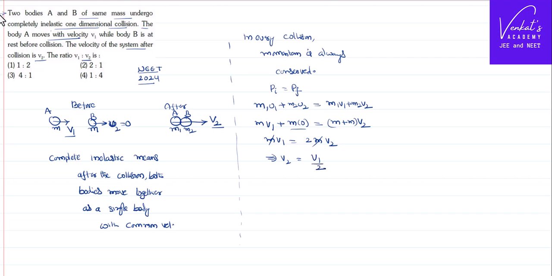Now, in the problem he wants the ratio of v1 to v2. v1 is v1, but v2 is v1 by 2. So, these v1s can be cancelled. So, the ratio is 1 is to 1 by 2. Multiply this with 2, then it becomes 2 is to 1. So, the ratio of v1 by v2 is 2 is to 1. That is how we solve this simple question. Thank you for watching.